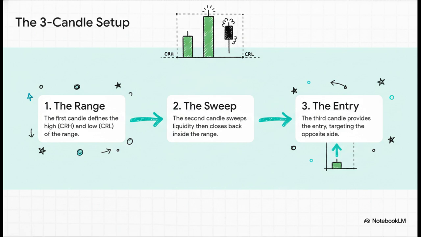Second, the very next candle sweeps liquidity. It pokes outside that range, but then it fails by closing back inside. And that failure? That's our cue. That's our potential entry signal.